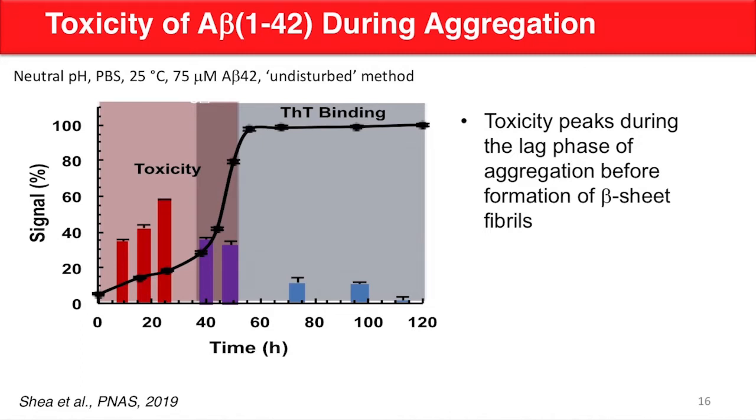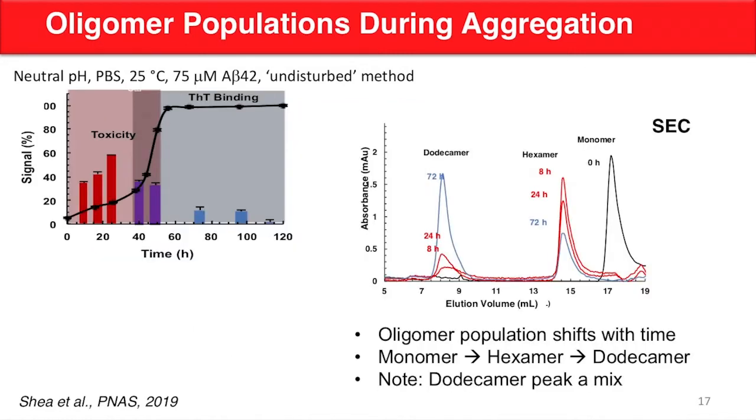So we take those same samples at those different time points, and we're putting them on neuroblastoma cells and looking at cell viability as a surrogate for toxicity. And we find that this toxicity peaks in the lag period and then drops off as we convert to beta sheet structure and fibrils.